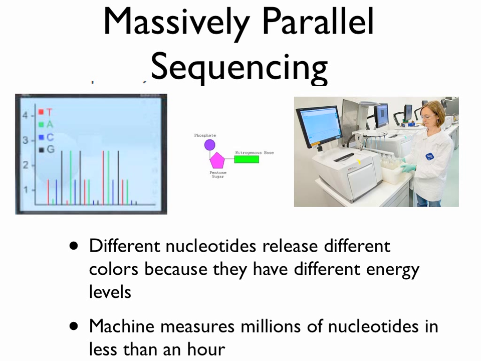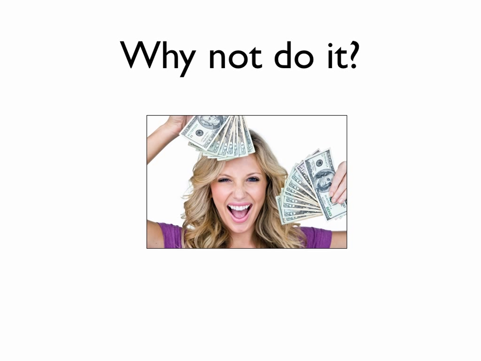And the reason why we still use the method of sticking the needle into the uterus is because, of course, it costs a lot more money to do this massively parallel sequencing. So maybe as technology gets cheaper, we'll actually be able to do it in a way where women won't have to be at risk of miscarriage to find out whether or not their baby has any chromosomal abnormalities.